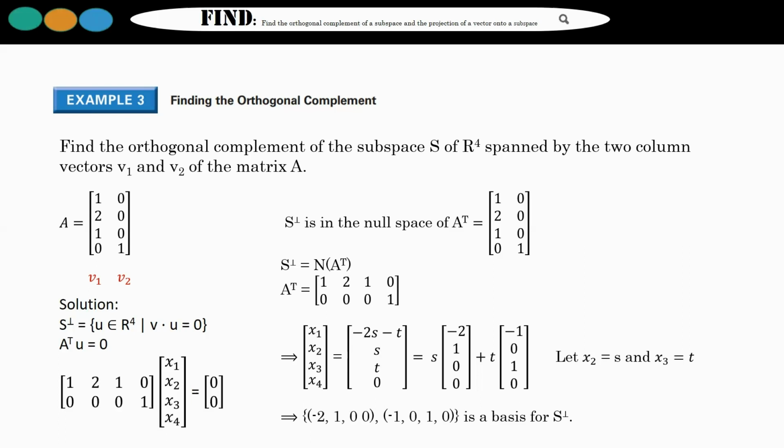Plus the t value, we have negative 1 in x sub 1, for x sub 2 we have 0, in x sub 3 we have 1, and for x sub 4 we have 0. So now this is the basis for the orthogonal complement of the subspace S. It is equal to negative 2, 1, 0, 0, and then negative 1, 0, 1, 0.